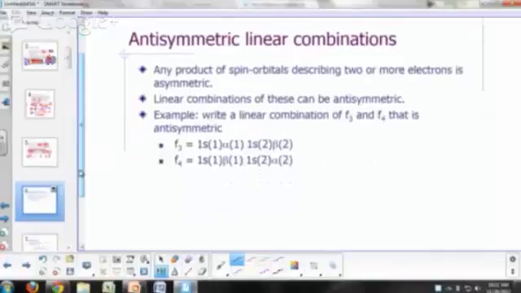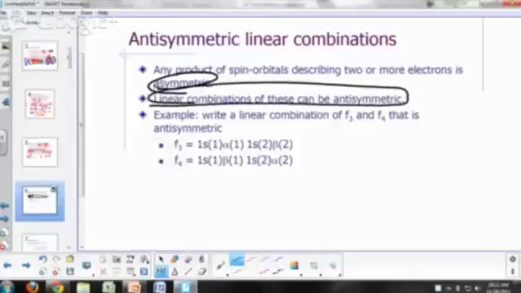Any product of spin orbitals that you write that describes 2 or more electrons would have to be antisymmetric. Functions like F3 and F4 that we did are asymmetric. That won't be acceptable because it tells you which one is electron 1 and which one is electron 2. But you can make linear combinations that are antisymmetric. So you want functions that are antisymmetric.